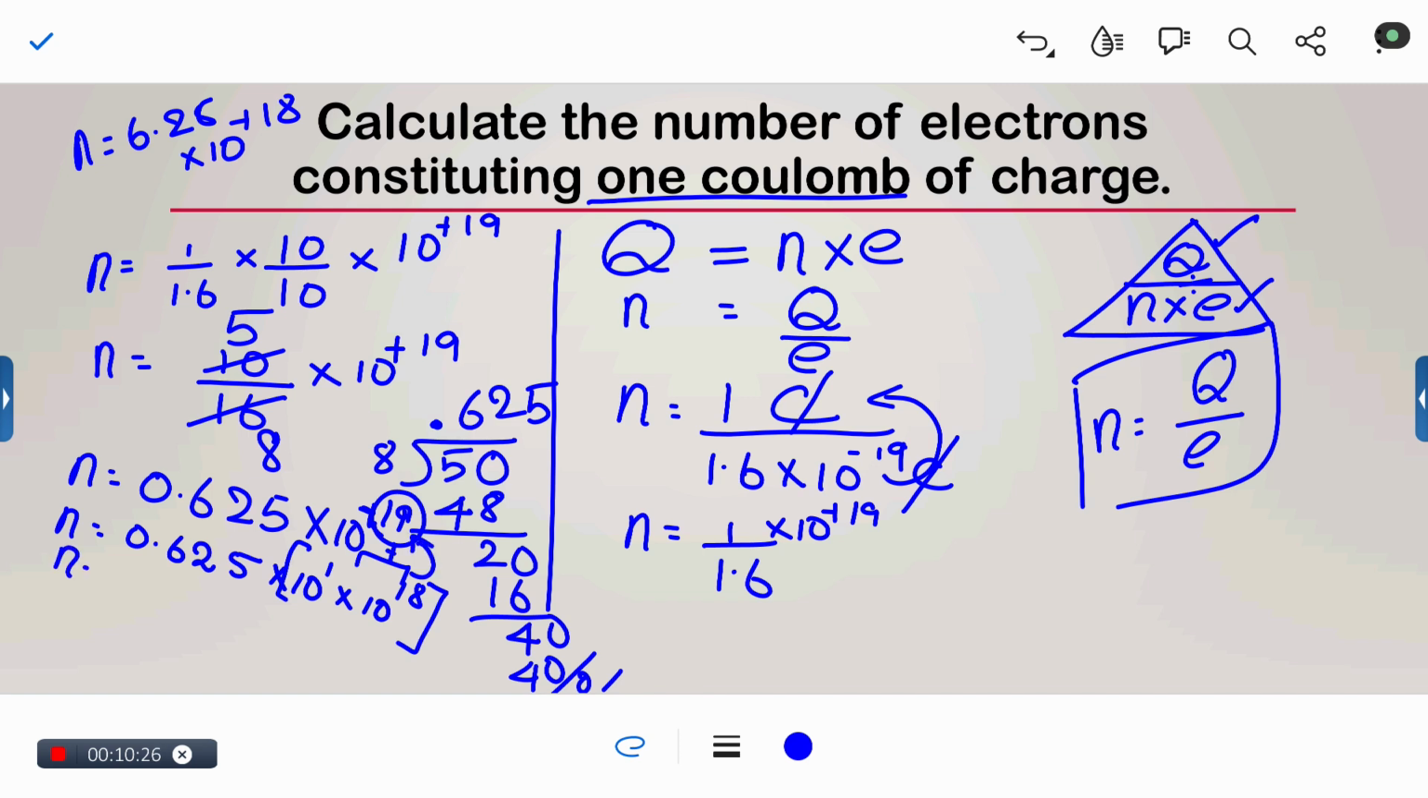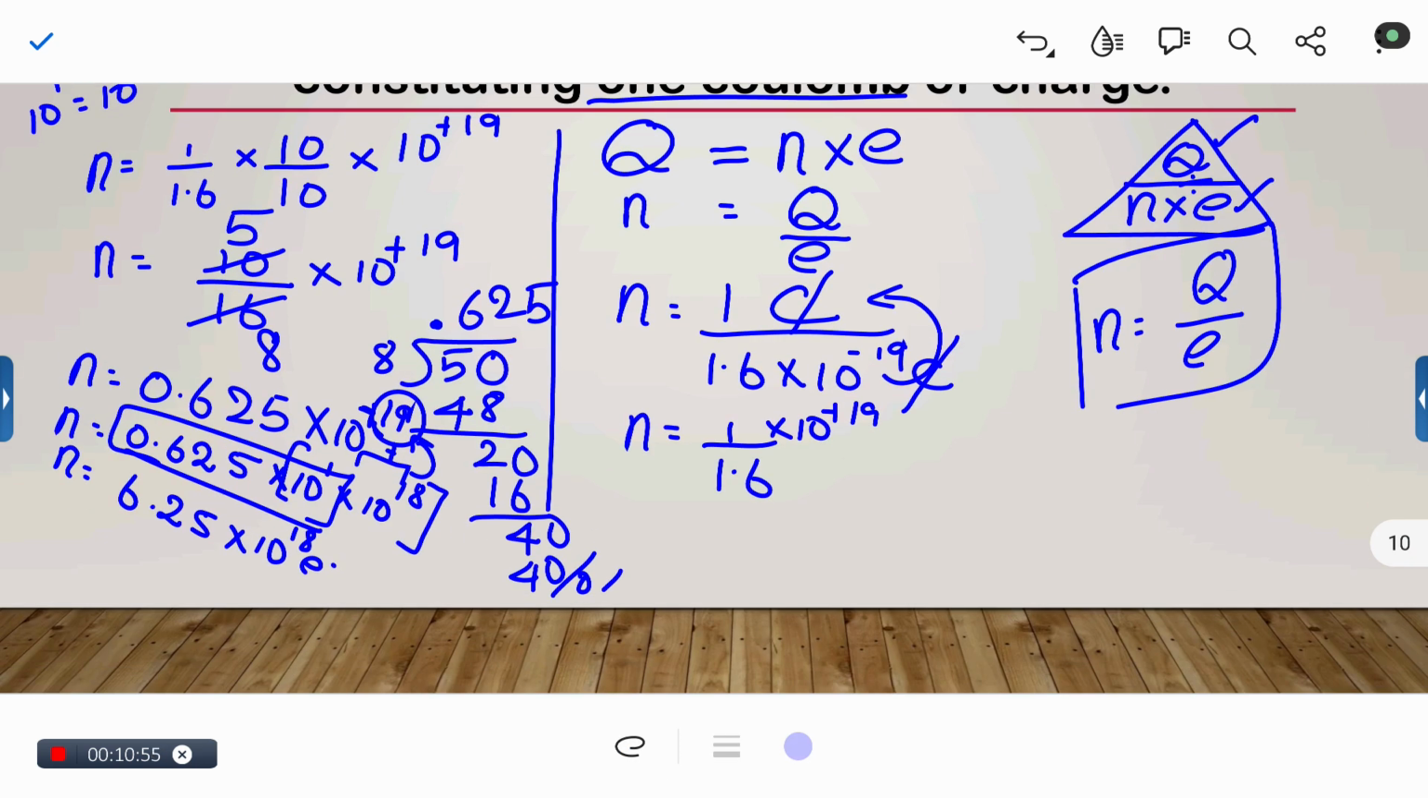Now we are going to multiply this alone. What are the numbers? 0.625 into 10 to the power of 1. 10 to the power of 1 is nothing but 10. So now 0.625 into 10 is 6.25, into 10 to the power of 18 electrons. So how many electrons will be there in each coulomb? 6.25 into 10 to the power of 18 electrons. This anyway is going to be the same. So you just memorize the value alone.